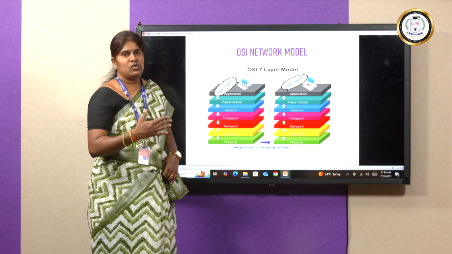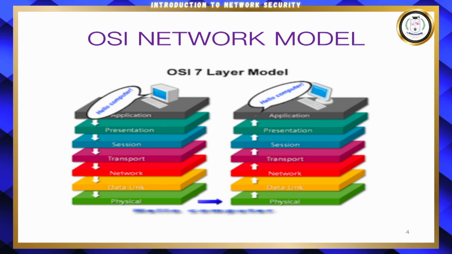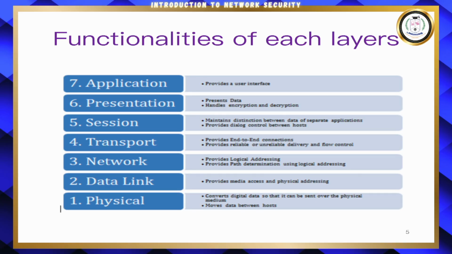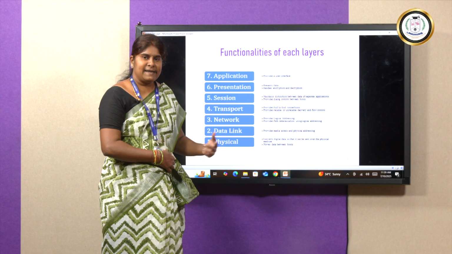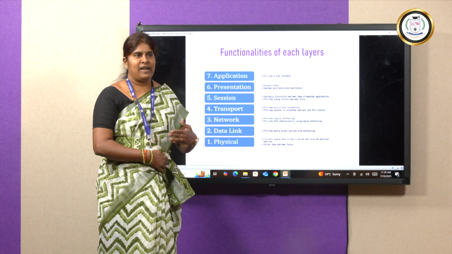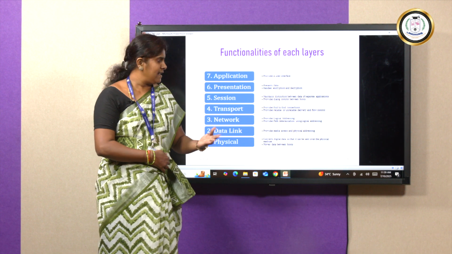A network usually has 7 layers: physical layer, data link layer, network layer, transport layer, session layer, presentation layer and application layer. We'll see the functionality of each layer. The physical layer deals with how the nodes are connected, what physical link you are going to offer. The data link layer speaks about what type of data format it is going to convert and send the data.